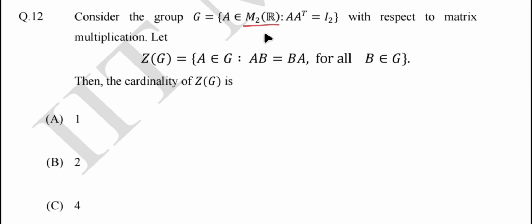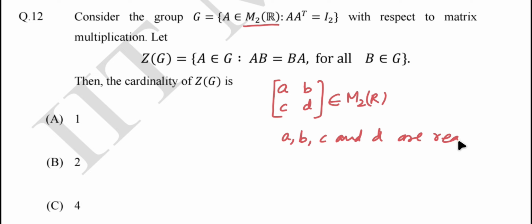Any member of M2R will be like this. Remember, this matrix is not a single matrix. This single matrix represents infinite number of matrices because of real variables. Among those infinite matrices, the members of G will be those matrices which satisfy this relation.